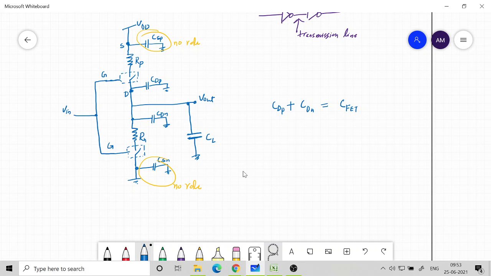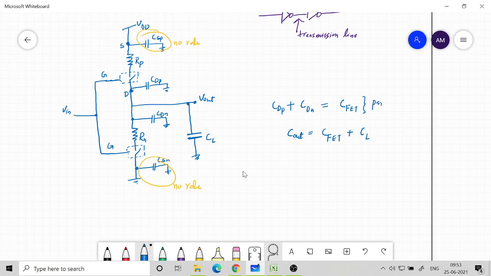And added to that, this is in parallel with the CL also. So C out, we will call it C FET plus CL. So now we can replace these three capacitors, which play a role in the dynamic characteristics, with one capacitor, because all of them are in parallel, drain to ground, and output is also taken from drain to ground. So you can add them, but we will classify them as parasitic capacitance. So C FET is basically the parasitic capacitance.